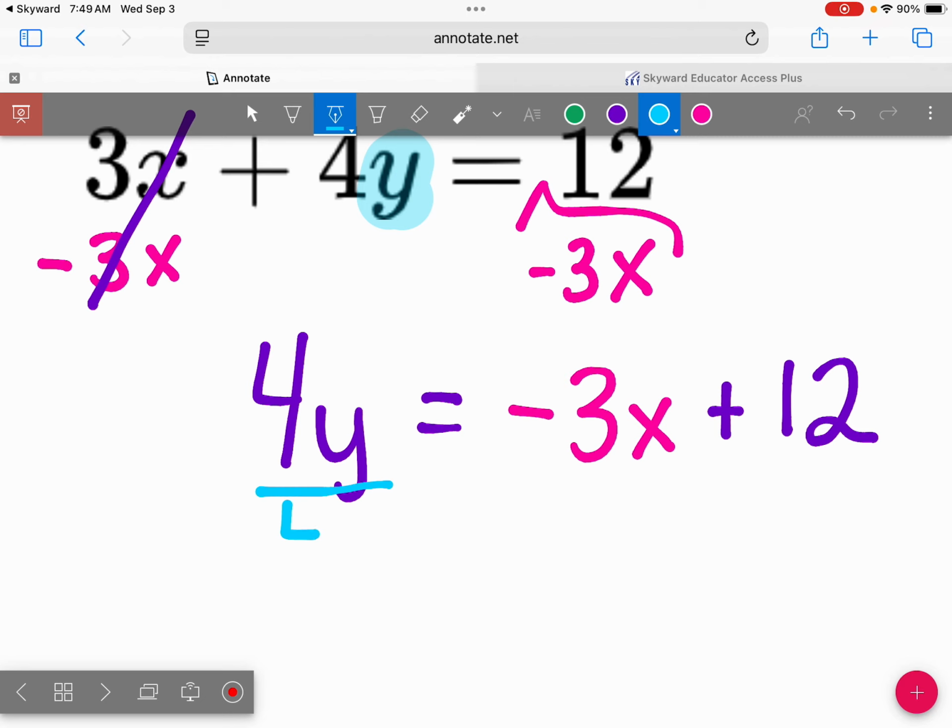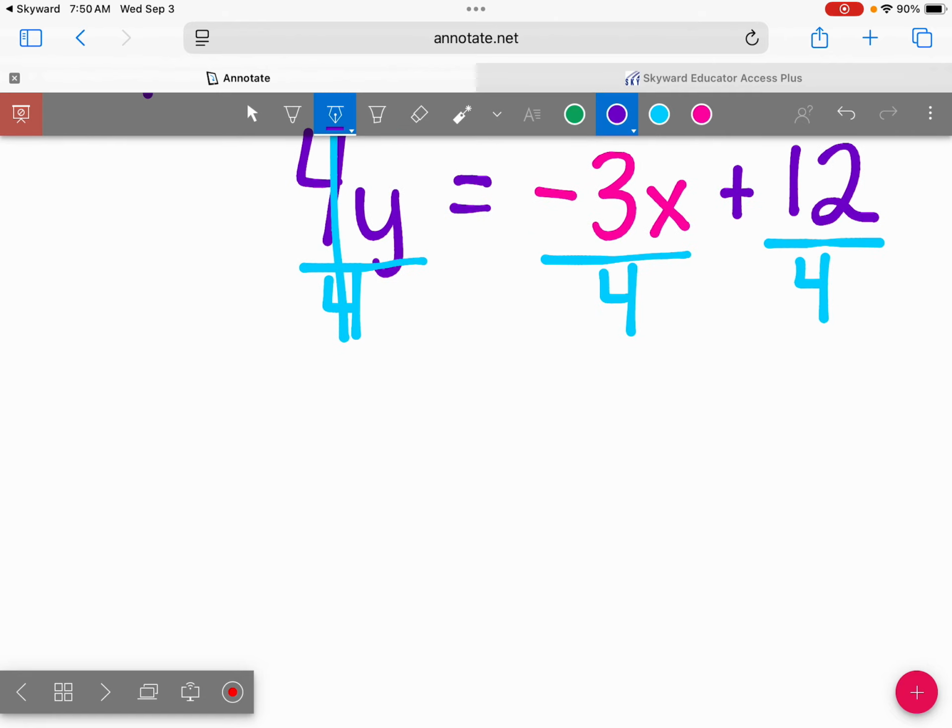We need to divide by 4, because then I will get my 1y all by itself over here. But if I'm going to divide one side by 4, I have to do the same thing to the other side. So this guy gets divided by 4, and this guy gets divided by 4. Everybody gets to come to the divide by 4 party. So we're left with just our y on this side. That's what we wanted.